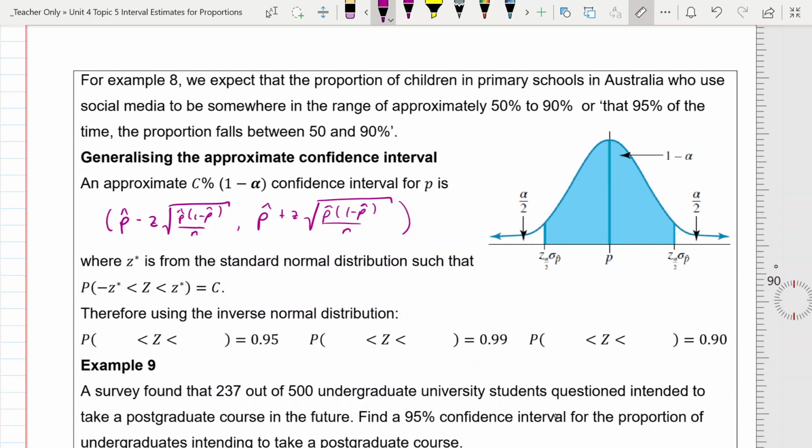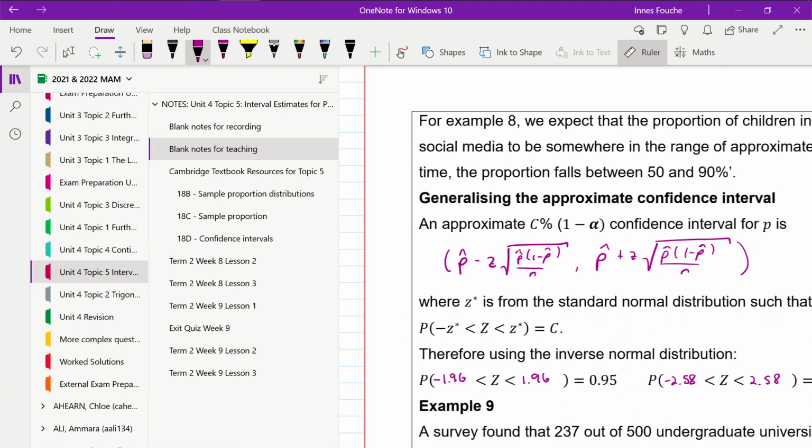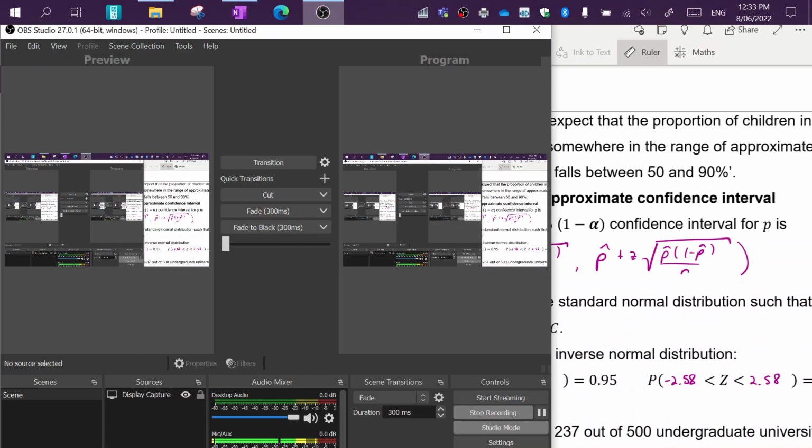Okay, and remembering our numbers for our 68, 95, 99.7 and our corresponding Z values, we have 1.96, negative 2.58, and 1.64. In the next example, we'll have a look how we interpret these.